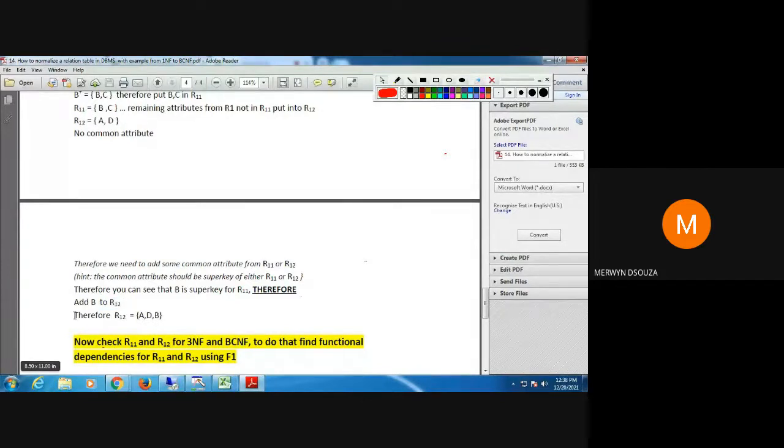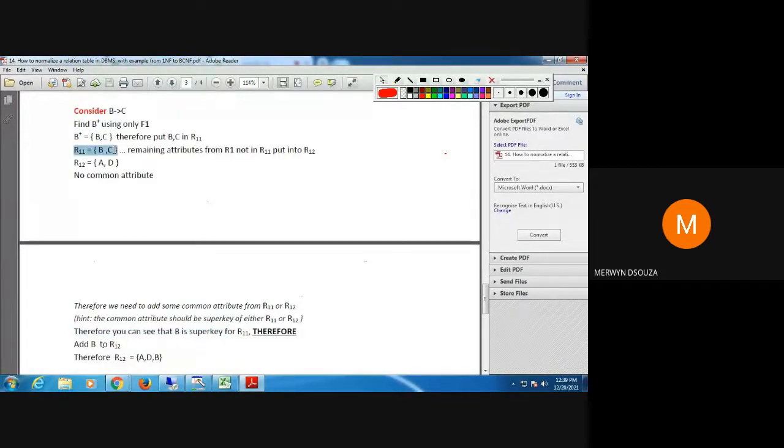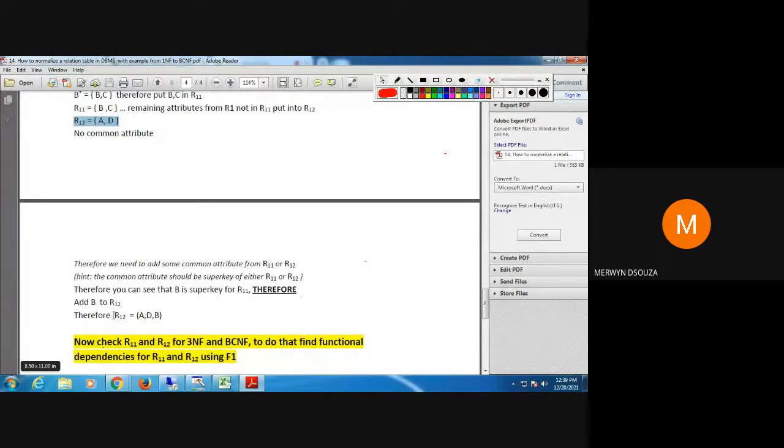You will get the second relation as R12. Here by mistake I mentioned this; you need to find it from R11. Or actually you could have found it from the other one and put it into R11 also, but we always take it from the first set and add it to the second set. So you will follow only that method. You find that B is the super key for this one and you add it to the second set. So you get the second relation as R12.